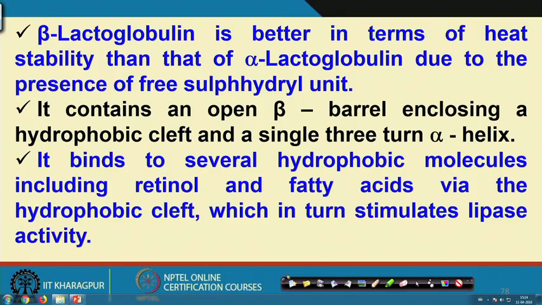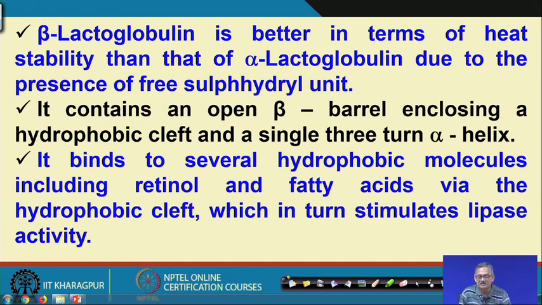However, here we see that beta lactoglobulin binds to several hydrophobic molecules, including retinol and fatty acids via the hydrophobic cleft, which in turn stimulates lipase activity. Right. So, the moment lipase activity is stimulated, it acts on the lipids, right? Lipase is the enzyme acting on lipids, right?